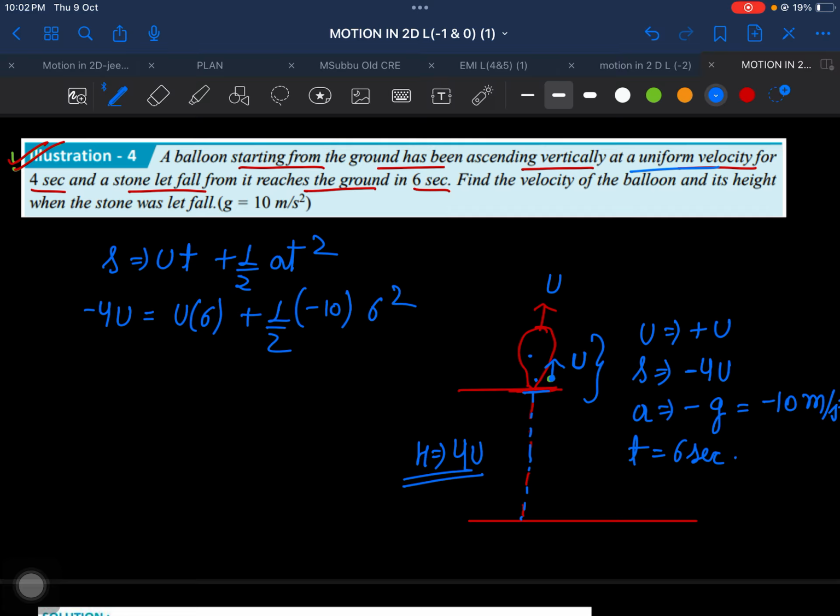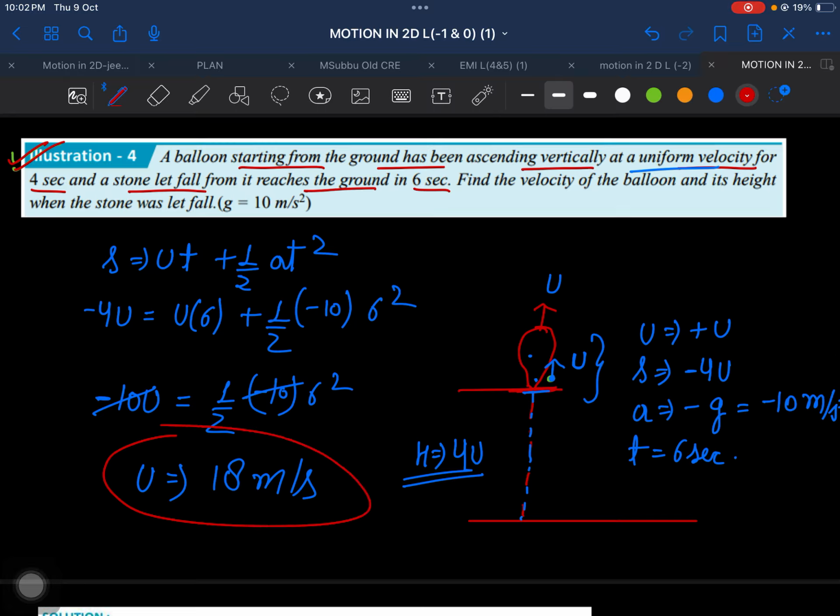Yeah, I made a mistake earlier when I was solving with the other color. So it is minus 10u equals half, minus 10, 6 square. This 10 and minus will cancel out, and you will get u to be 36 by 2, it is 18 meter per second. I hope this is very clear to all of you. So this will be the velocity of the balloon. Now the velocity we have found. What we have to find is its height when the stone was let fall. So what is the height? It is simply 4u, meaning 4 into 18, that is 72 meter.